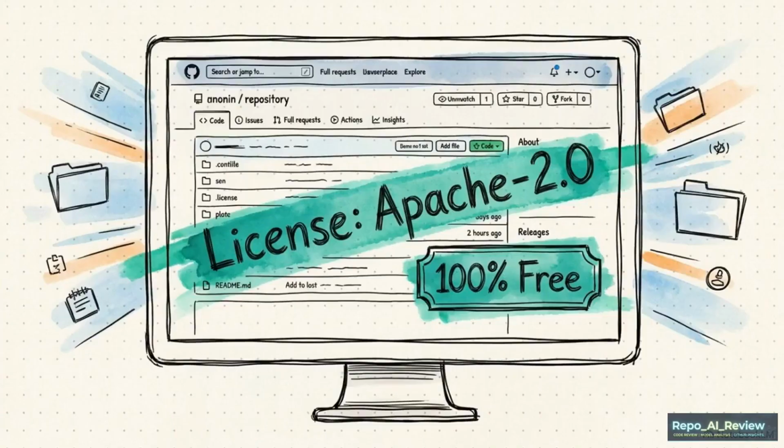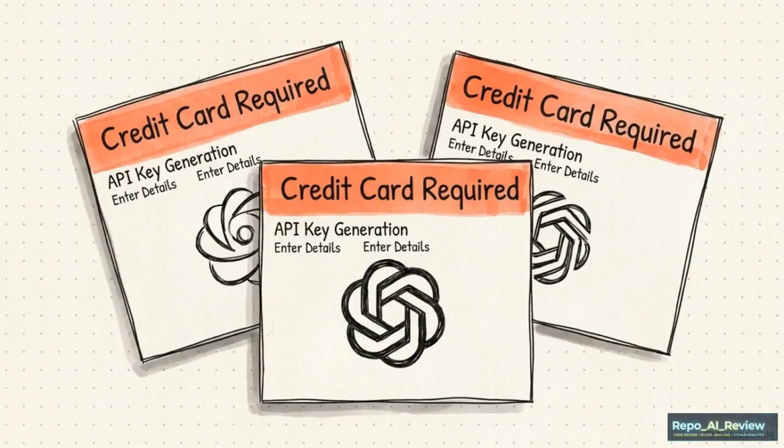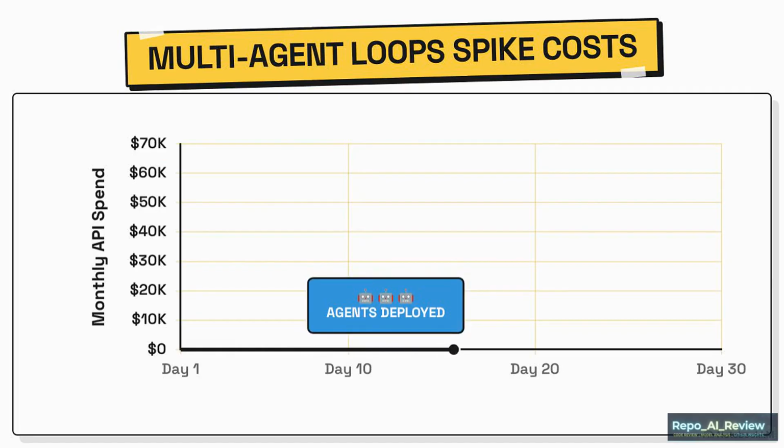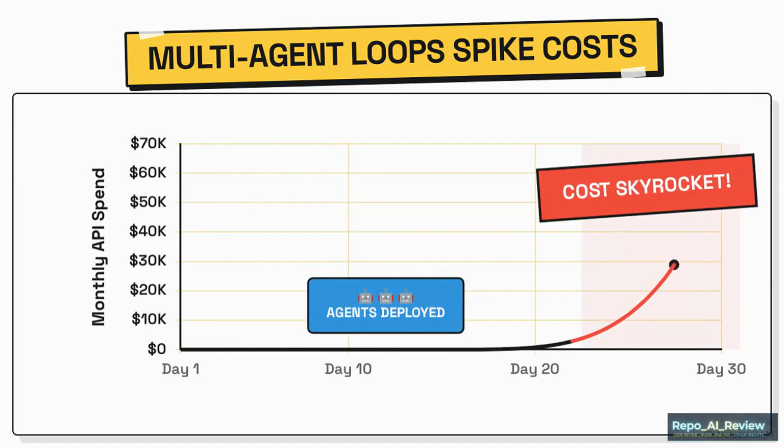And then there is the financial reality. The open source code is free, but the execution relies heavily on paid APIs from OpenAI, Anthropic, and Google. If you spin up advanced multi-agent teams and let them loop autonomously without careful monitoring, your API costs will skyrocket.